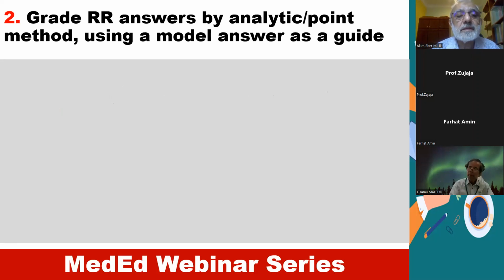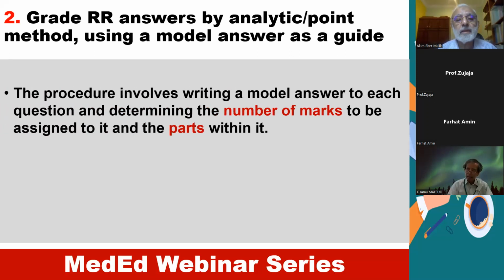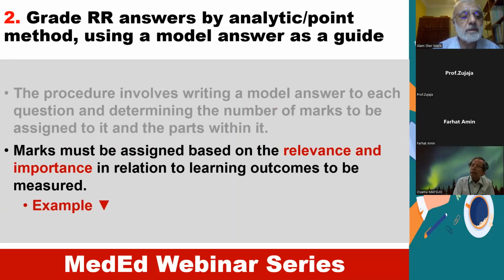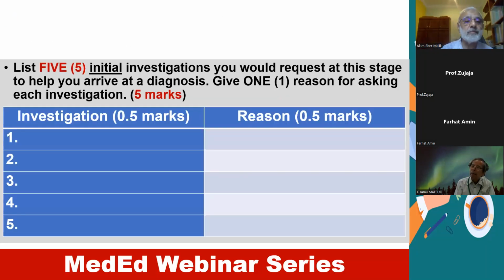Number 2, grade restricted response answers by the analytic or point method using a model answer as a guide. As I have mentioned earlier, the analytic method or point method, using a model answer and giving marks for different components within the answer, is most appropriate for restricted response answers. Marks must be assigned based on the relevance and importance in relation to the learning outcomes to be measured, the relevance and importance. Here is an example.